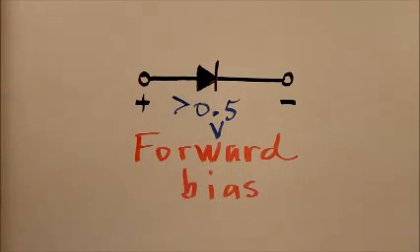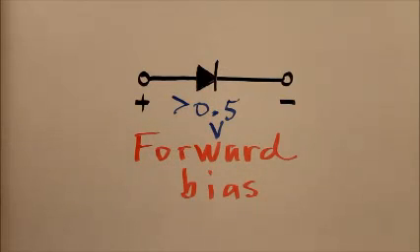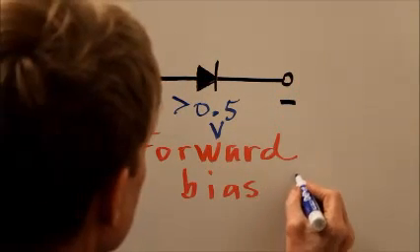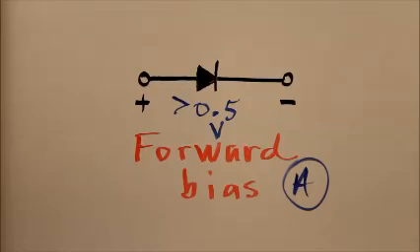So we need to have at least a half a volt of forward bias in order to overcome the forward breakover. If we do that, we will get a continuous flow of current through this device. So the correct choice is A.